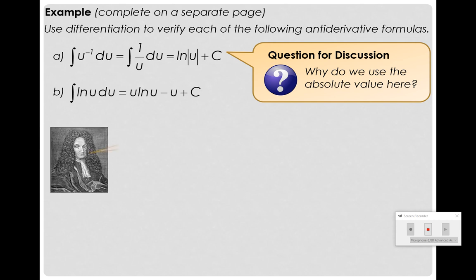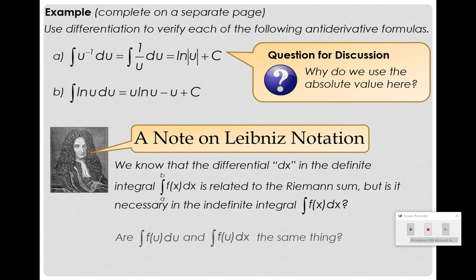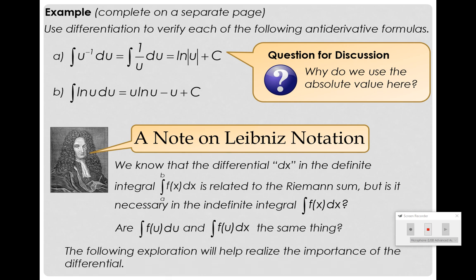A note on Leibniz notation. We know that the differential dx is in the definite integral. In the definite integral, a to b f of x dx is related to the Riemann sum. This came from Riemann sums. This came from adding up a bunch of rectangles. But is it necessary in the indefinite integral of f of x dx? That is, why is this dx always hanging there? Does it matter? And the answer is yes, it really does matter.